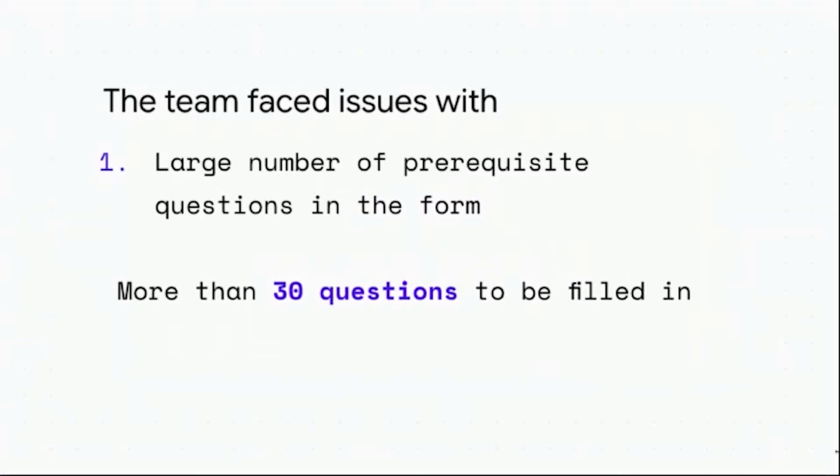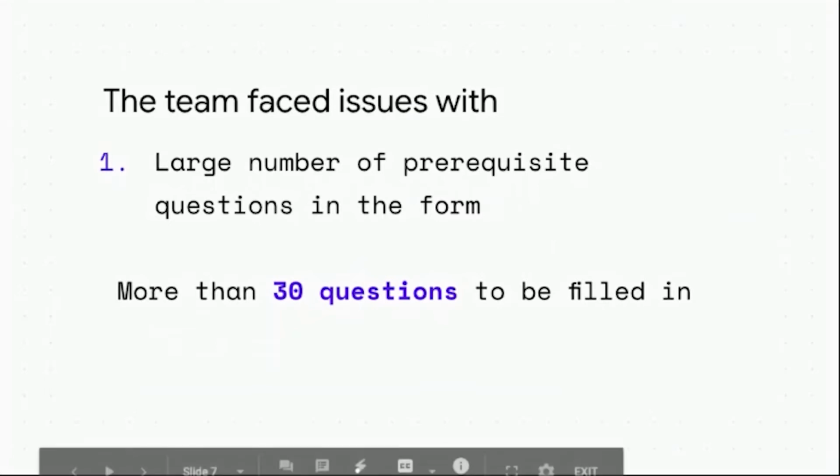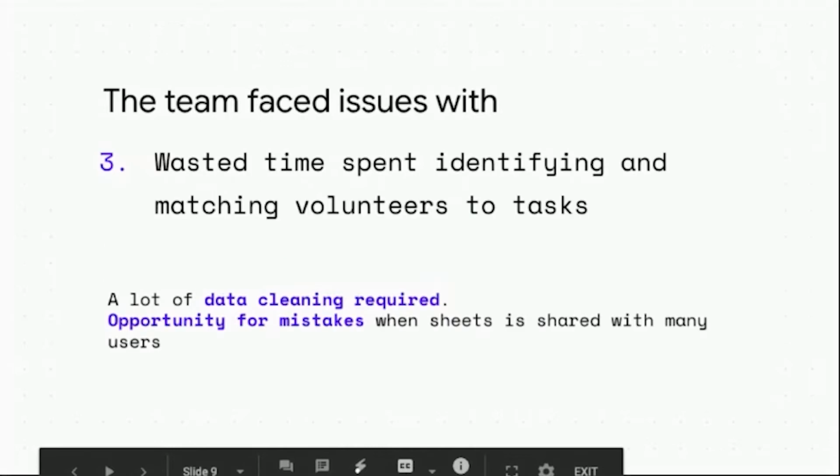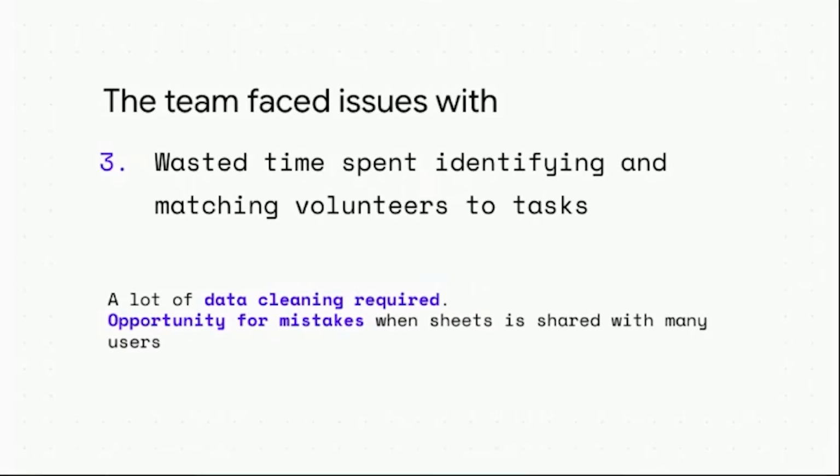To sign up as a volunteer, there were quite a few things that you had to provide the team in order for them to determine if you were qualified. The sign-up form had over 30 questions to be filled in, which is quite a lot of information to go through. As there were a lot of questions, there was a lot of opportunity for data to be entered incorrectly, thus giving issues to the team who had to sort through the data.